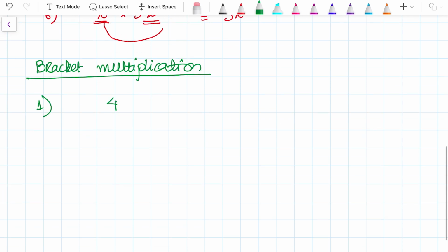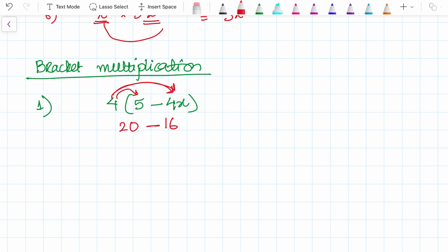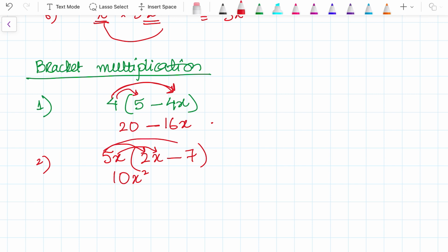Example 1. So this 4 will be multiplied with both the numbers inside the bracket. 4 into 5 is a 20. 4 into 4 is a minus 16x. Now 5 into 2 is a 10. x into x is an x square. 5 into 7 is a 35. And x.